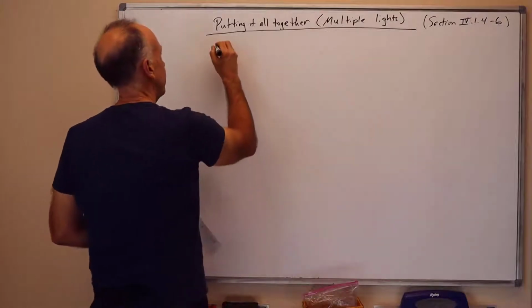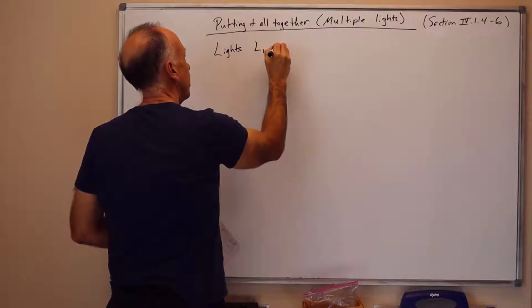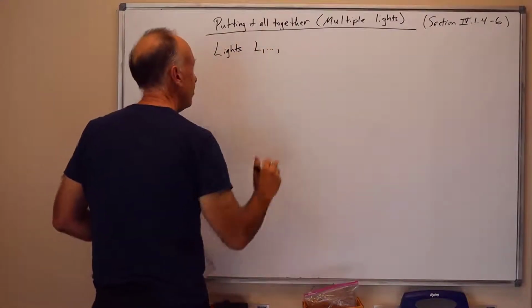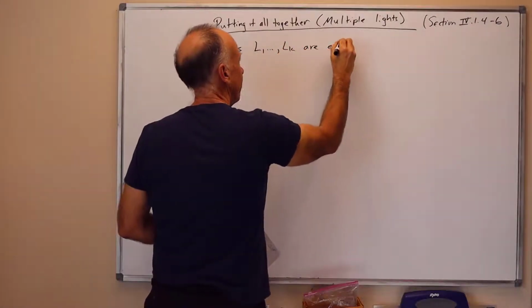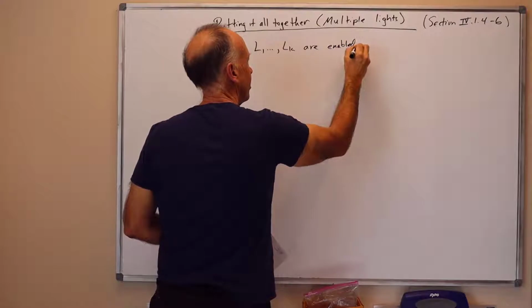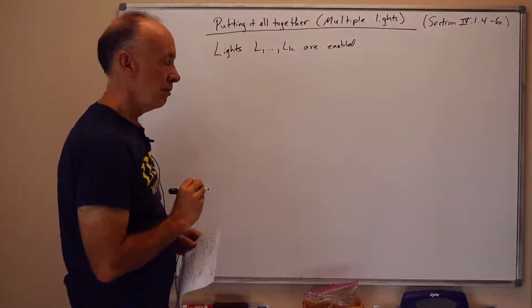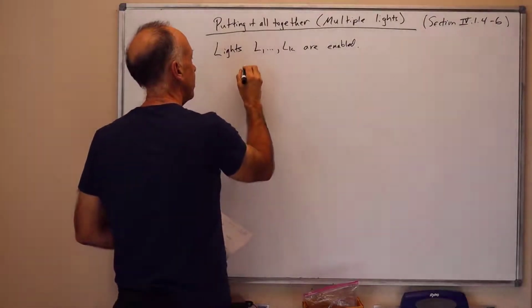So first of all, we assume we have lights L1 through LK that are currently turned on or enabled. If any lights are disabled, we'll just ignore them from the computation and only work with the ones that are turned on.